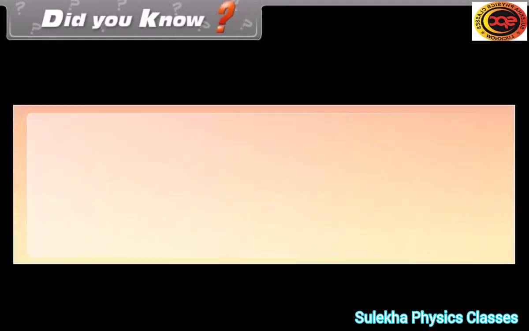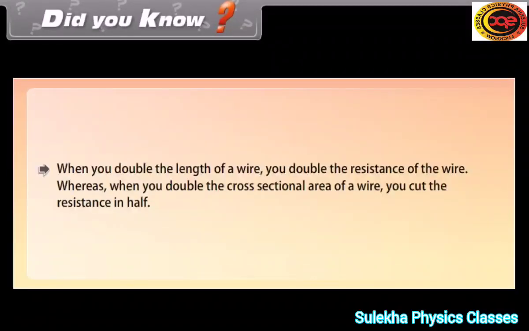Did you know? When you double the length of a wire, you double the resistance of the wire, whereas when you double the cross-sectional area of a wire, you cut the resistance in half.